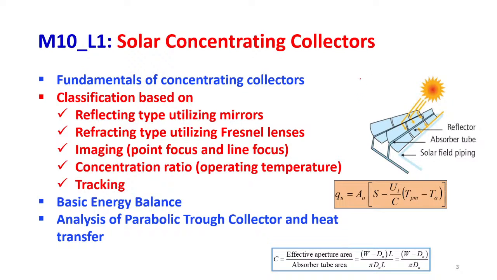So if we consider this kind of configuration, this will be W, and this is the diameter of the tube, which is represented by D_0. So that's how this C is the effective aperture area to the absorber tube area. So this is W minus D_0 multiplied by L, because this is the length of the collector and concentrator, and pi D_0 L is the absorber area. Then if we simplify it, we get C equal to W minus D_0 by pi multiplied by D_0.